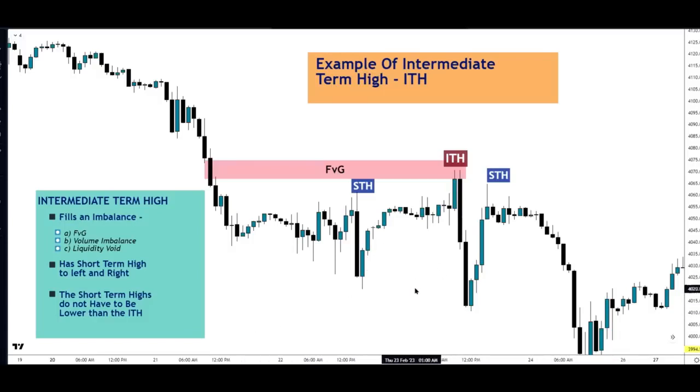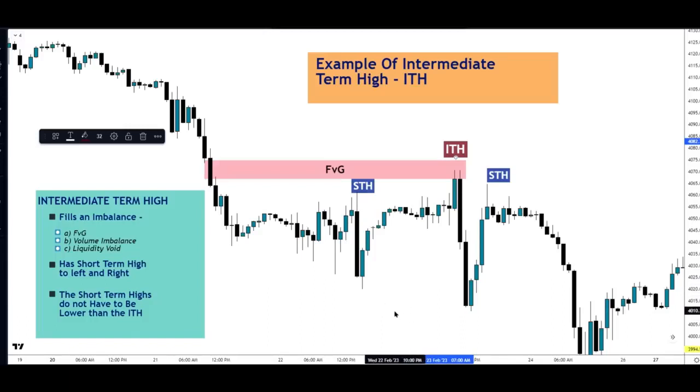All right, example of an intermediate term high. There are two definitions that ICT gives. The only one that I really use is the one that fills the imbalance, but I'm going to break them both down for you so you can use it how you like. So let's start with the first one, the one that fills an imbalance. It can fill a fair value gap, volume imbalance, or a liquidity void. As you can see, it came up here and filled in the fair value gap. So that automatically makes this swing high that put in place here an intermediate term high.